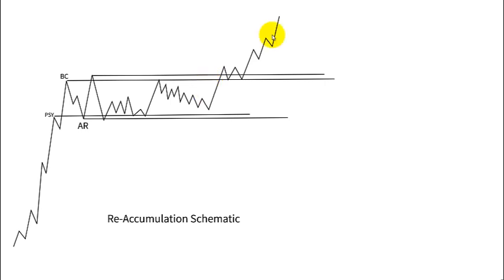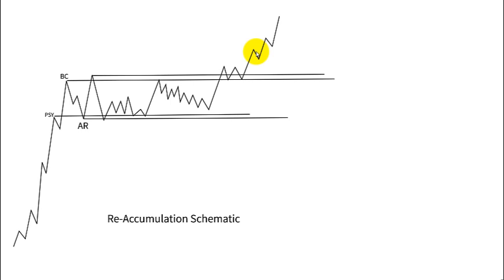So the difference again between accumulation and reaccumulation is that accumulation stops the downtrend. The CO or smart money begins that lengthy process of absorbing shares. And then reaccumulation, again, is the process of absorbing more shares during the uptrend.